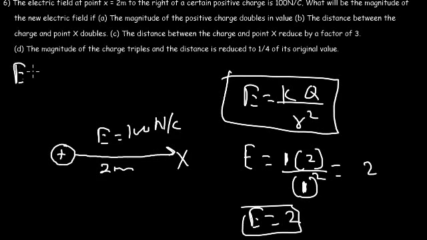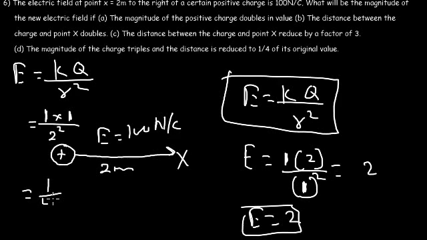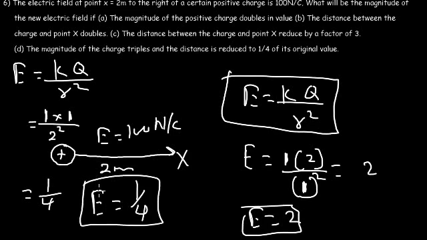And we know that E is equal to KQ over R squared. Now, K doesn't change, it remains 1, times Q doesn't change, it remains 1. Now, R has changed, it becomes 2, it has doubled. That's 2 squared, which equals 4. That's 1 over 4. So it turns out that if the distance between the charge and point X doubles, then the electric field is going to reduce by a factor of 4. Simple as that.